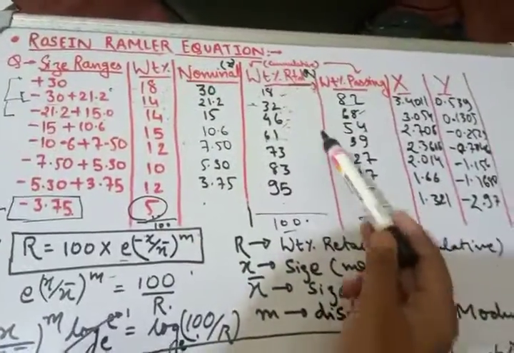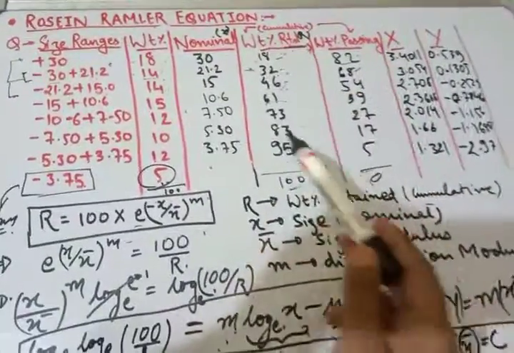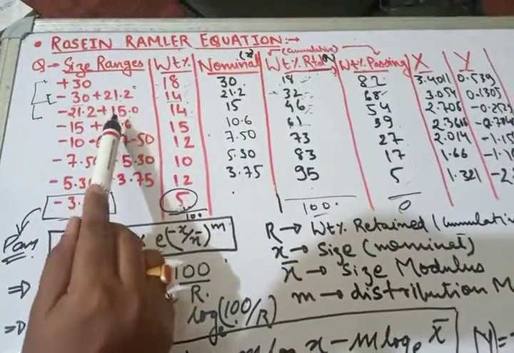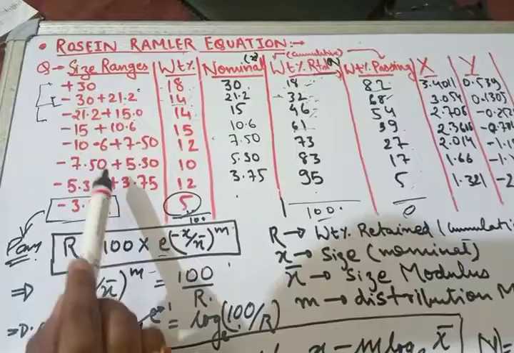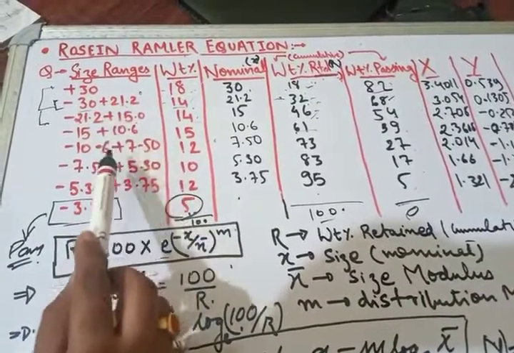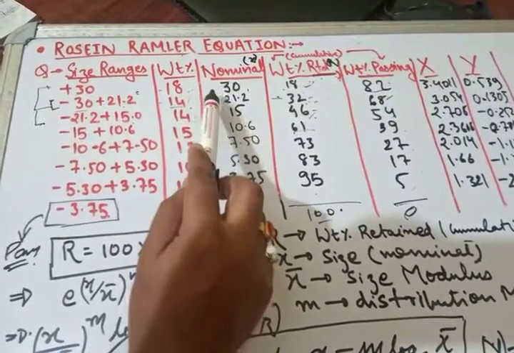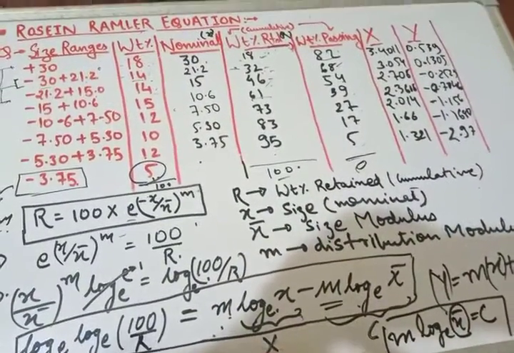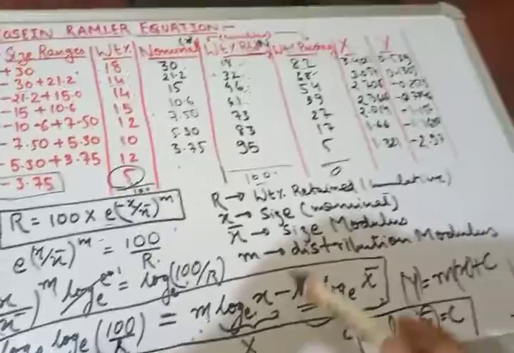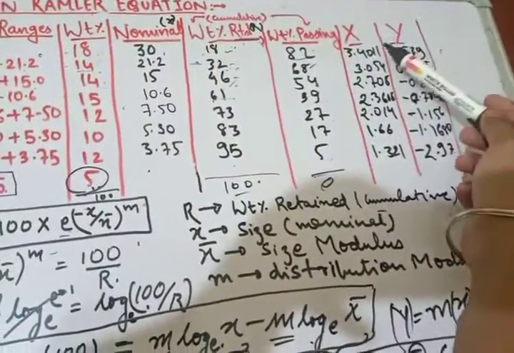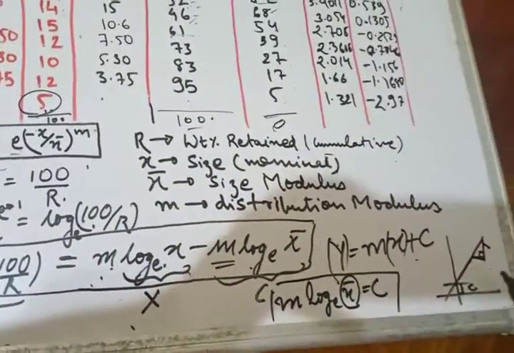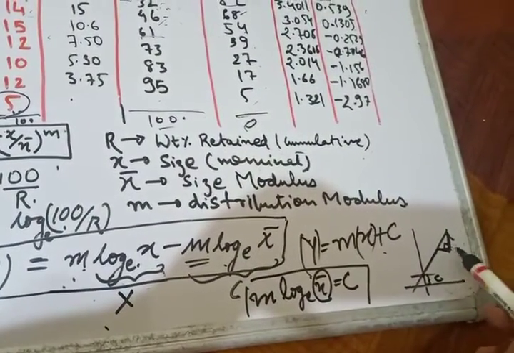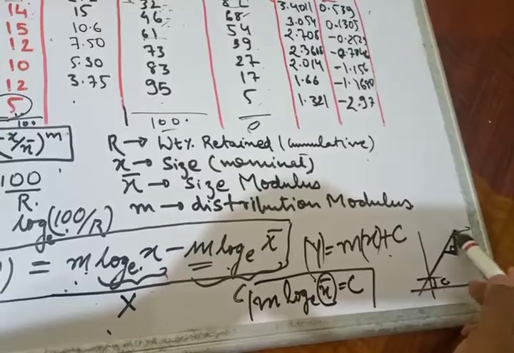We will take the weight percent retained 18 first and its nominal size 30, which is generally the lower side of the size ranges given here. First 30 was taken, then 21.2, 15, 10.6, and we will use each of them in each equation and calculate the respective Y and X. We will take a graph sheet, plot the X and Y points, and we will get a line. The equation of this line will be known like this.